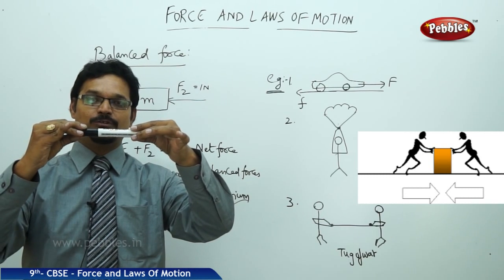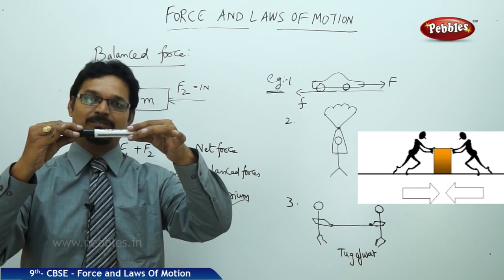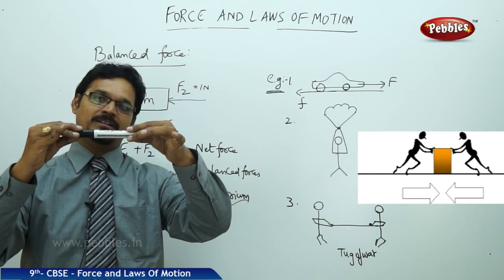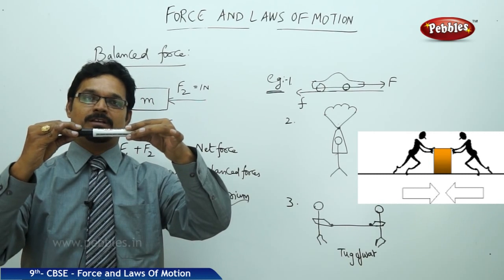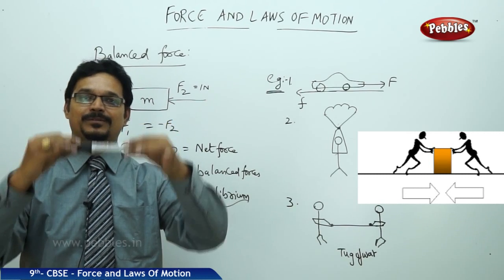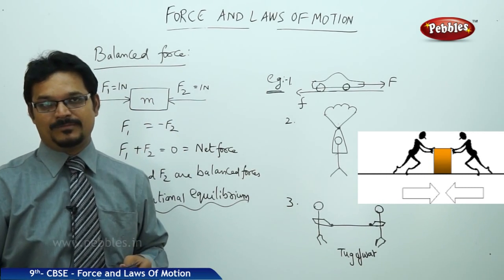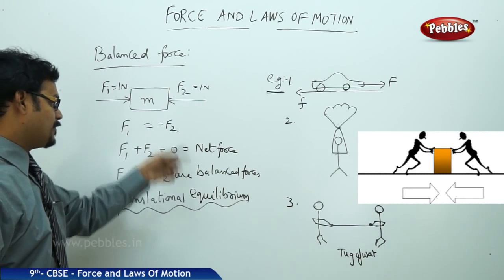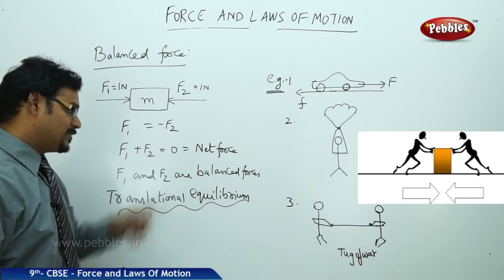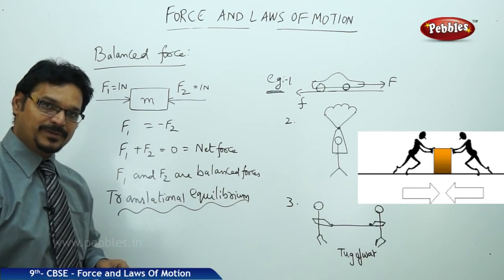Still force is applied here. Don't think that I am not applying force. Yes, I am applying force, left side and right side, but still the body is at rest. Now we say this is in translational equilibrium, and F1, F2 are called balanced forces. So when balanced forces are acting, the net force is 0 and the situation is translational equilibrium.